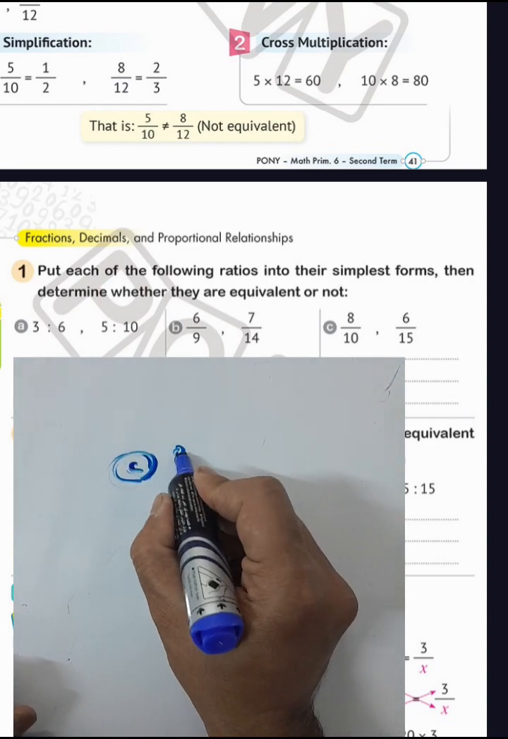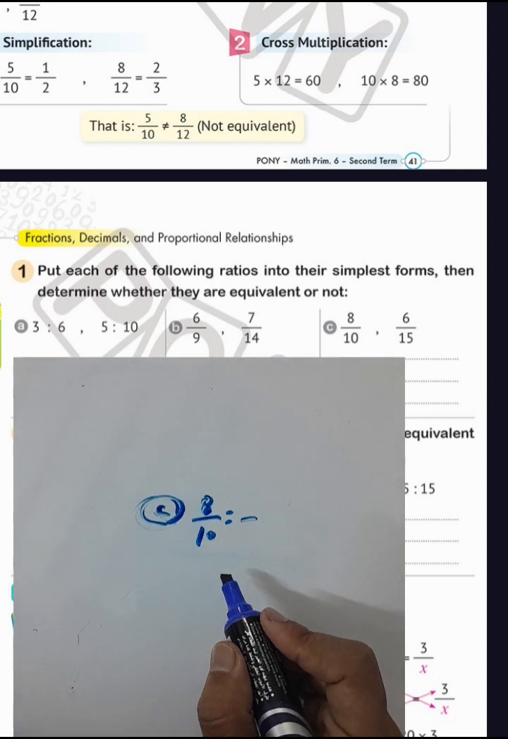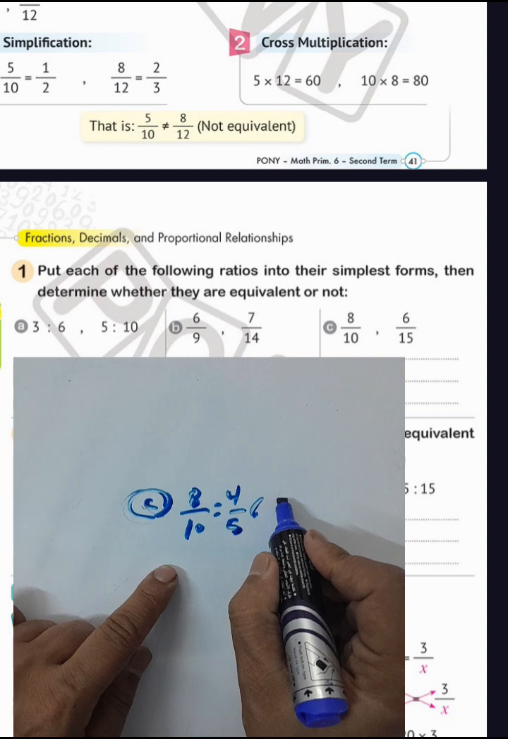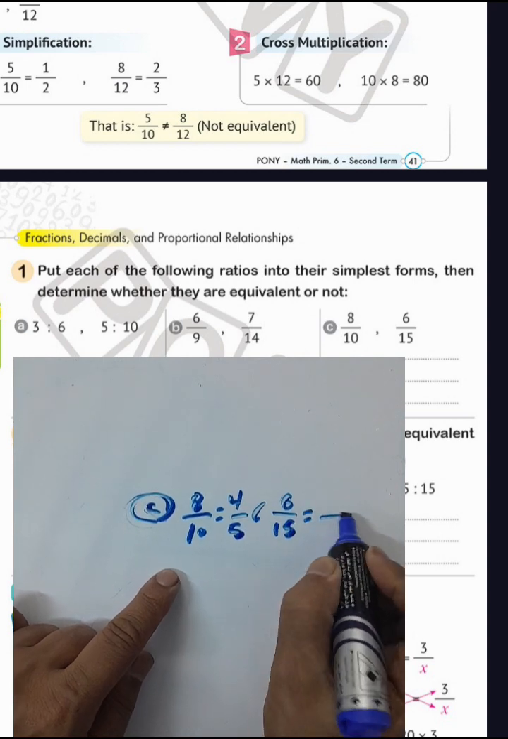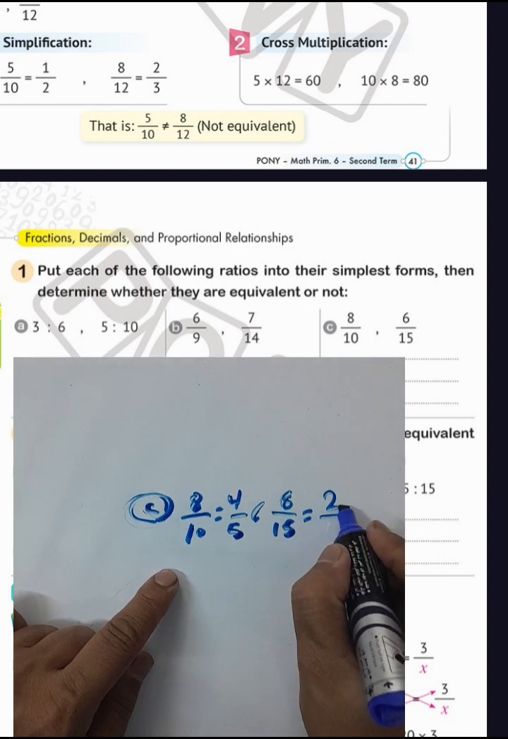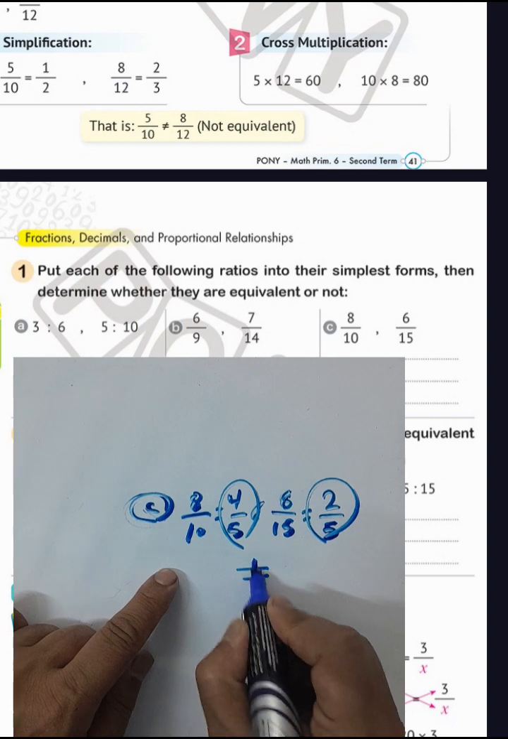Question letter C. We have 8 over 10. You can simplify this fraction by dividing the numerator and denominator by 2. 8 divided by 2 equals 4. 10 divided by 2 equals 5. And we have 6 over 15. You can simplify this fraction by dividing the numerator and denominator by 3. 6 divided by 3 equals 2 and 15 divided by 3 equals 5. Then they are not equivalent.